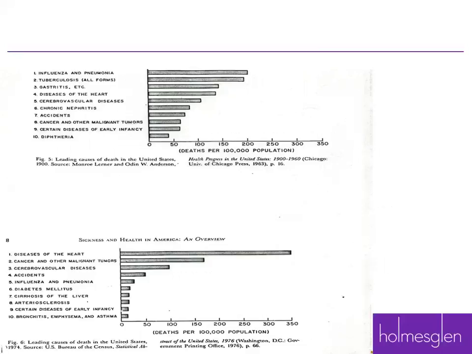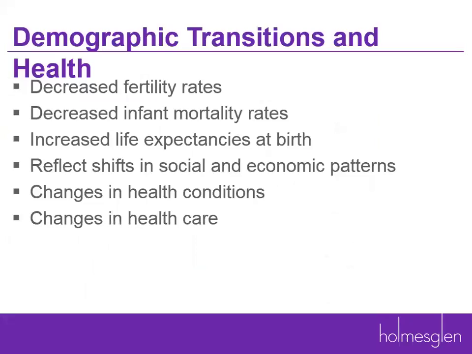Deaths per 100,000 in population. In 1900 and in 1974. So number one, influenza, IHD, later in the century.